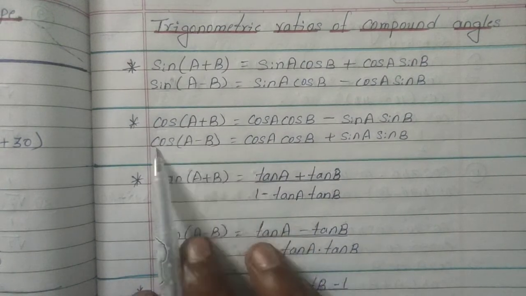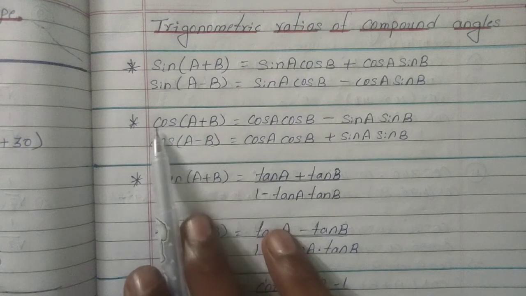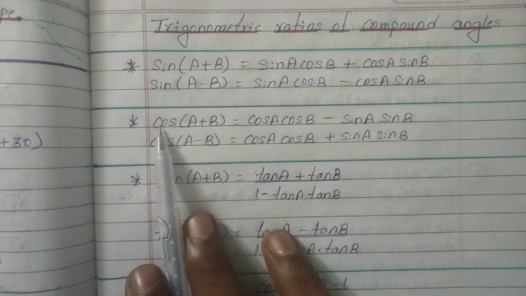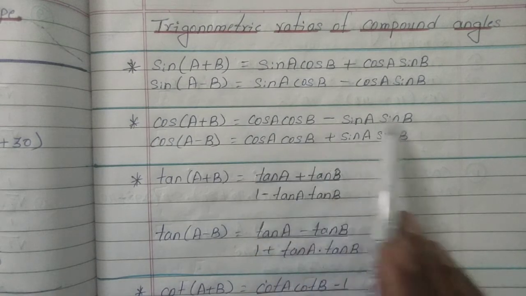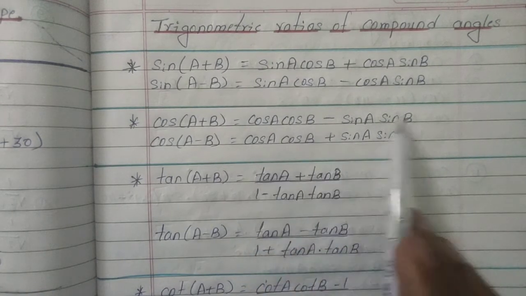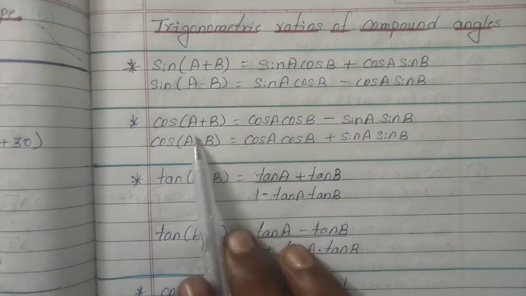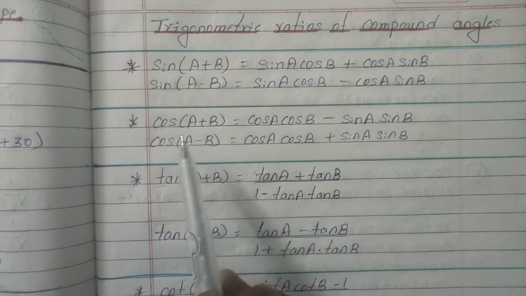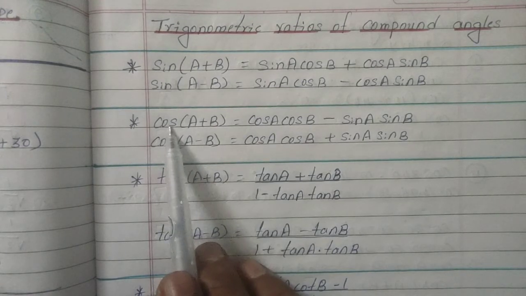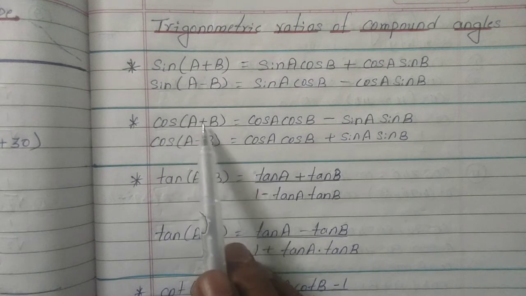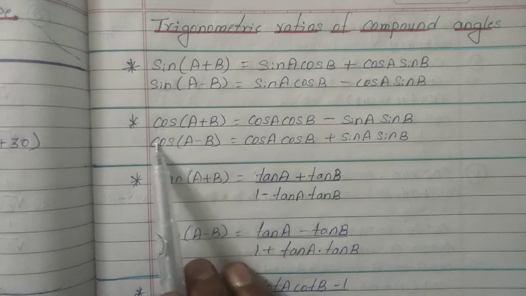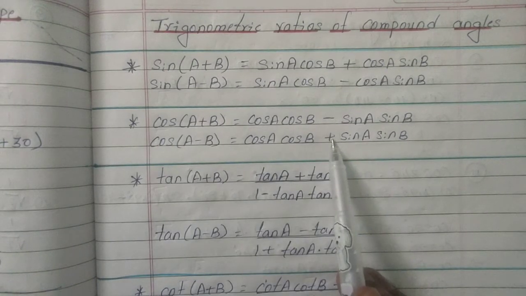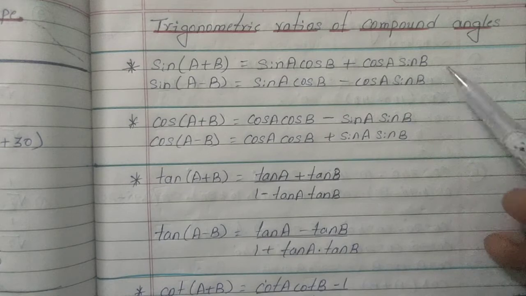For cos A plus B and cos A minus B, you need to take first cos cos, after sin sin. A B that is common. Then here, OS means you can think of it as opposite sign. Inside plus is there, what is the opposite of plus? Minus. Here minus, what is the opposite of minus? That is plus. So you can remember this very well.